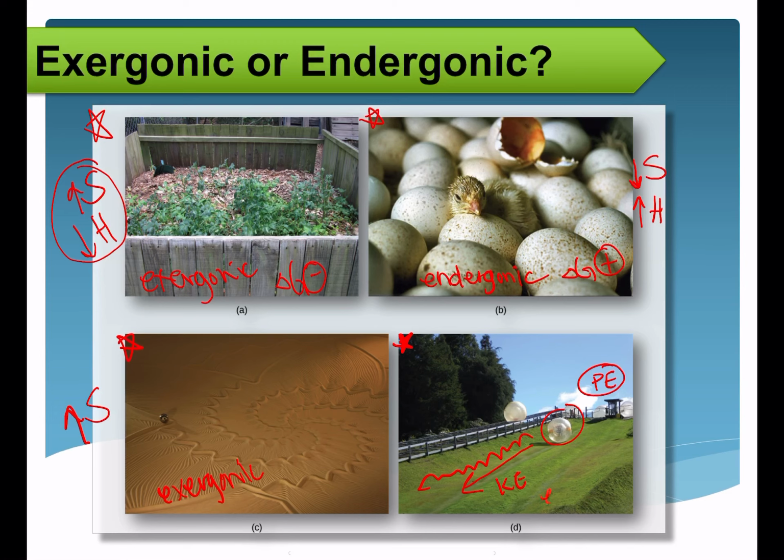It's an exergonic reaction because it doesn't need any extra energy for this to happen. There's already potential energy at the top of the hill, and we're just turning that into kinetic energy in order for the ball to roll down the hill. We're changing from a higher energy to a lower energy value. We're decreasing the amount of enthalpy, and that's why it's an exergonic reaction.